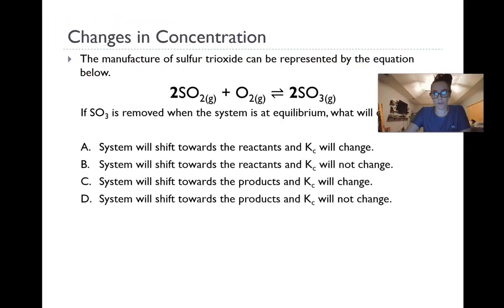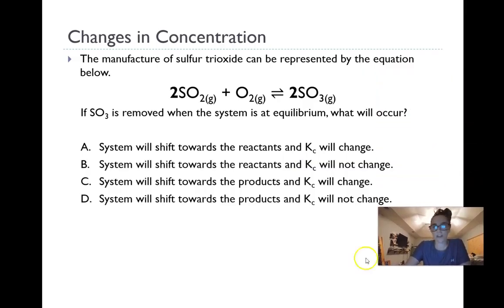So let's look at a multiple choice question here. The manufacture of sulfur trioxide can be represented by the following equation. We've already talked about this. If sulfur trioxide, the product, is removed when the system is at equilibrium, then what's going to happen? So if we get rid of this, then the reaction is going to want to shift to the right to make more of it. Again, until equilibrium is reestablished, and so that will not change. The system is going to shift towards the products, and the equilibrium constant will not change. So D is the correct answer.